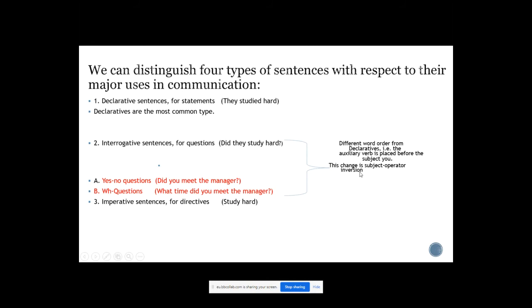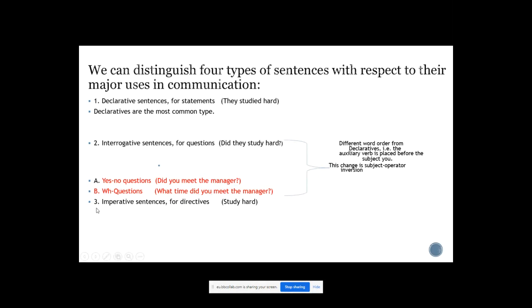For the lady who asked me a few minutes ago about using verb to be or verb to do or verb to have, as you see here, it is called operator. Okay, it is subject operator inversion. So you start first with the operator and come with the subject.